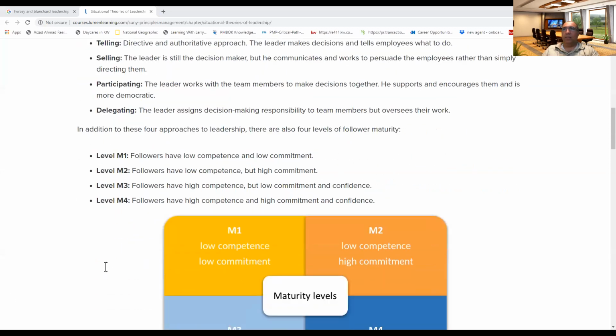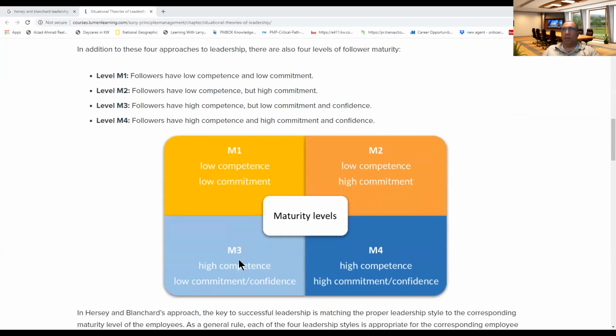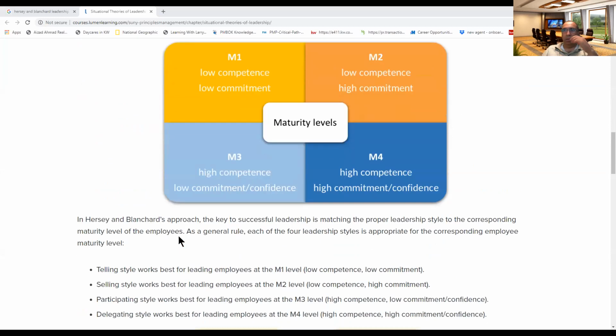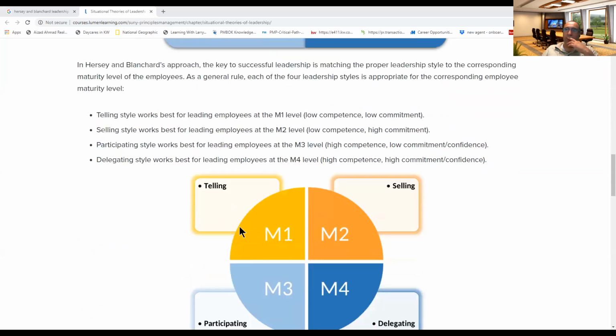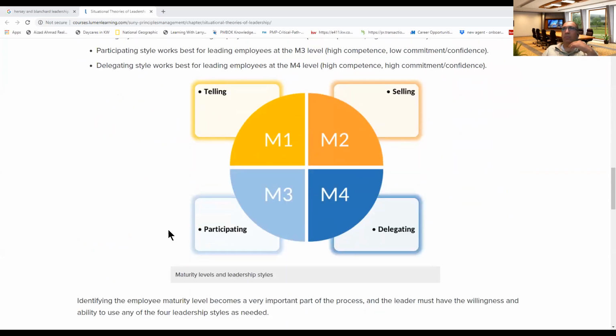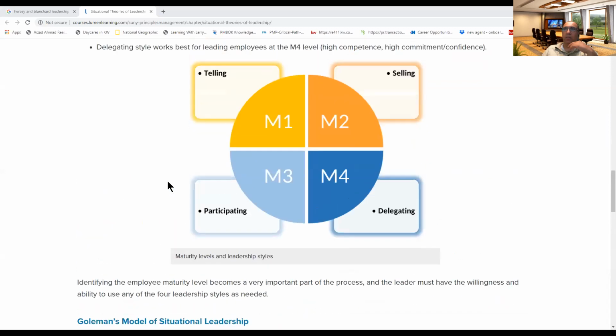So there's M1, M2, M3, and M4. Here you have low competence and low commitment, then low and high, high and low, and high and high. I think this is a good summary. I'll put that in your notes also. So for M1, you're going to use telling. For M2, you use selling. M3, use participating. M4, use delegating. So this is the concept that we're talking about.